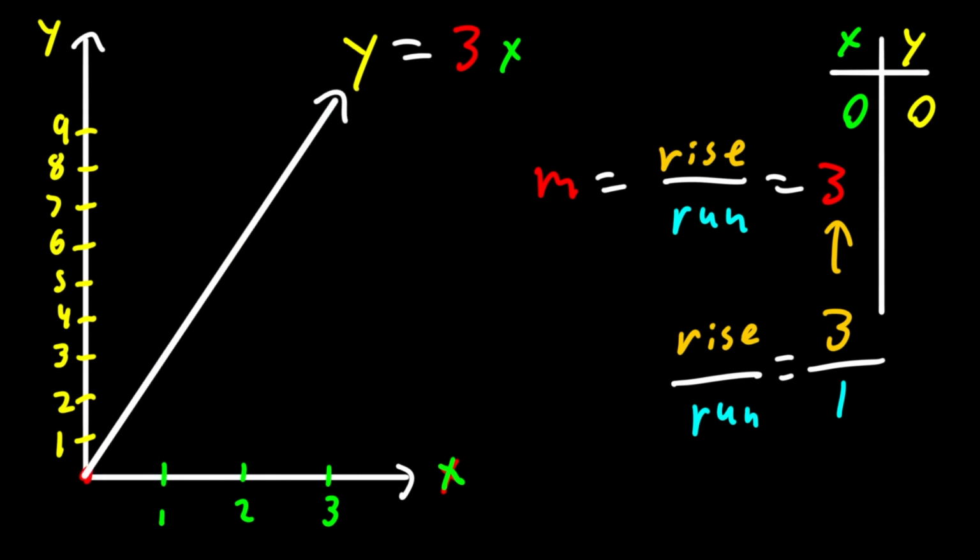And remember to draw that arrow to show that it's going on forever. So this is the graph of y equals 3x. Now let's double check that the slope is correct.